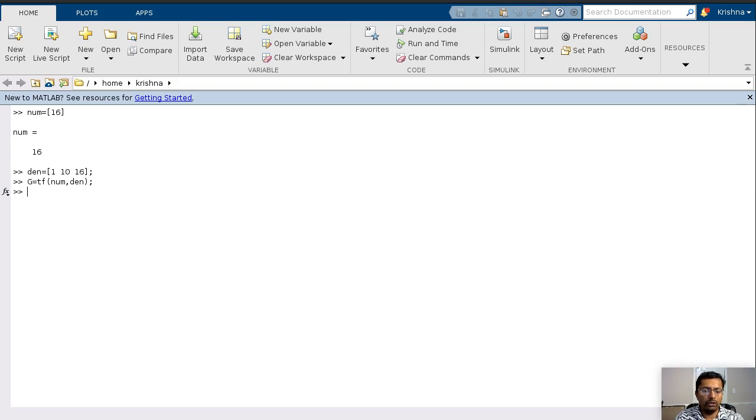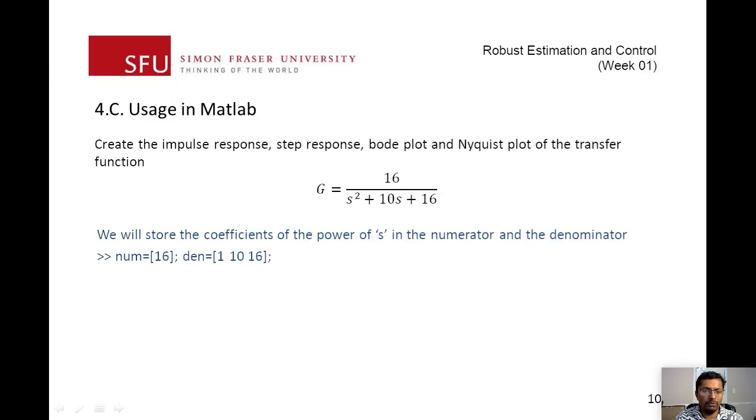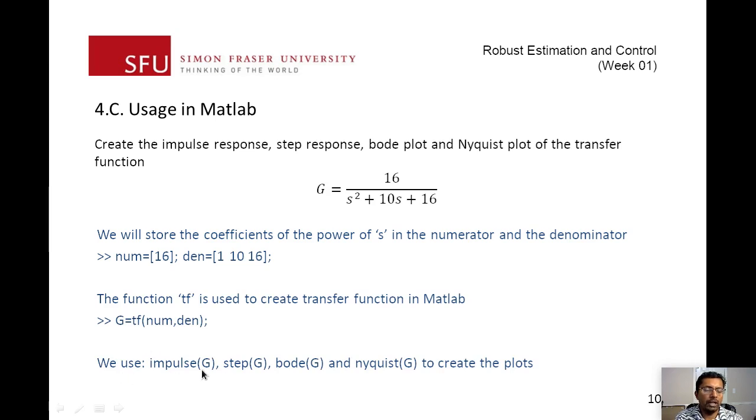So then we go back and see if we can do all of these plots. So next we are going to use the transfer function to create the plots. We just use impulse of G, step of G, Bode of G, and anything else that you want, and then create those corresponding plots.